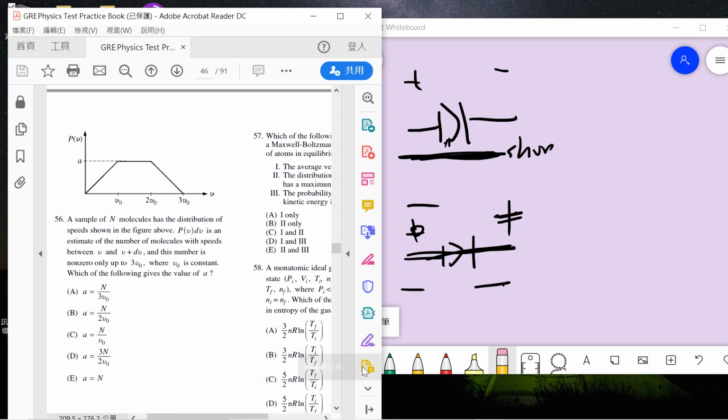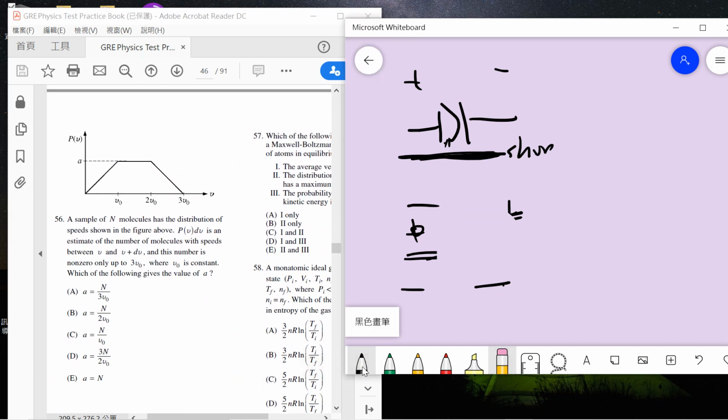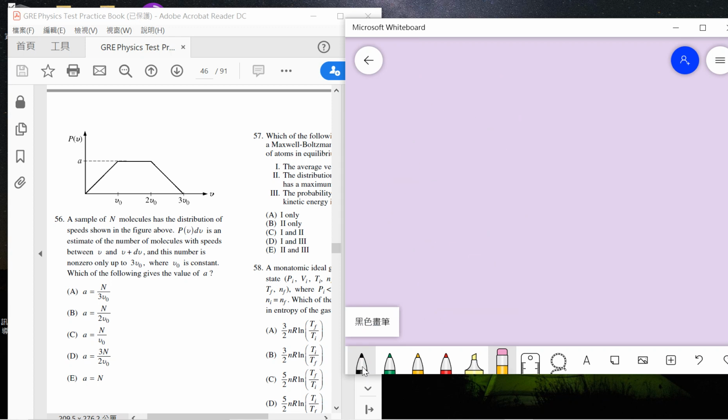Basically, on the physics GRE you usually need to get an answer quickly. Some of the problems are very easy, so you can get an answer very quickly.